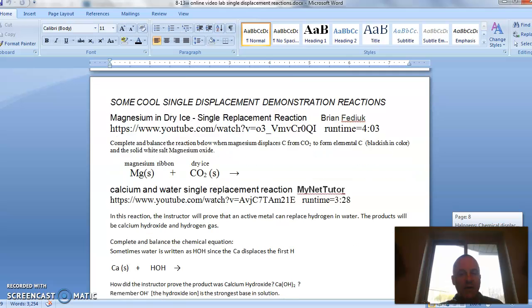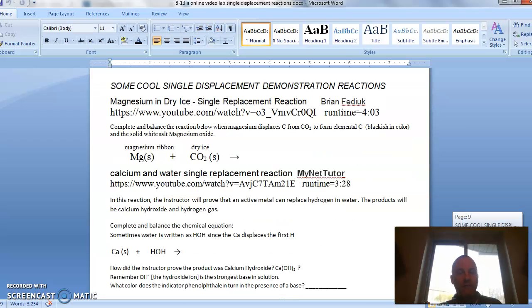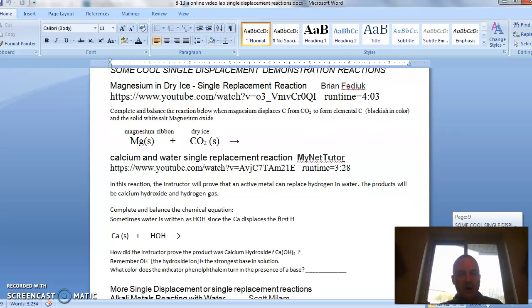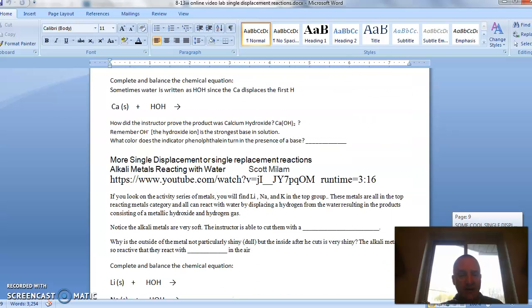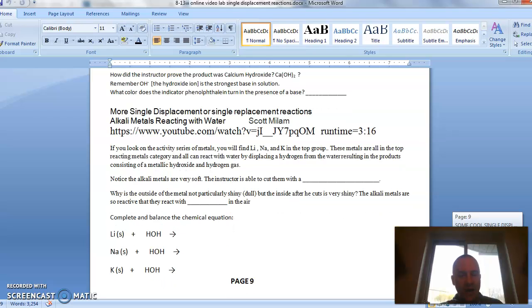And then the final page of the lab involves just taking a look at some awesome, fun to watch single displacement or single replacement reactions. I hope you enjoy the lab.